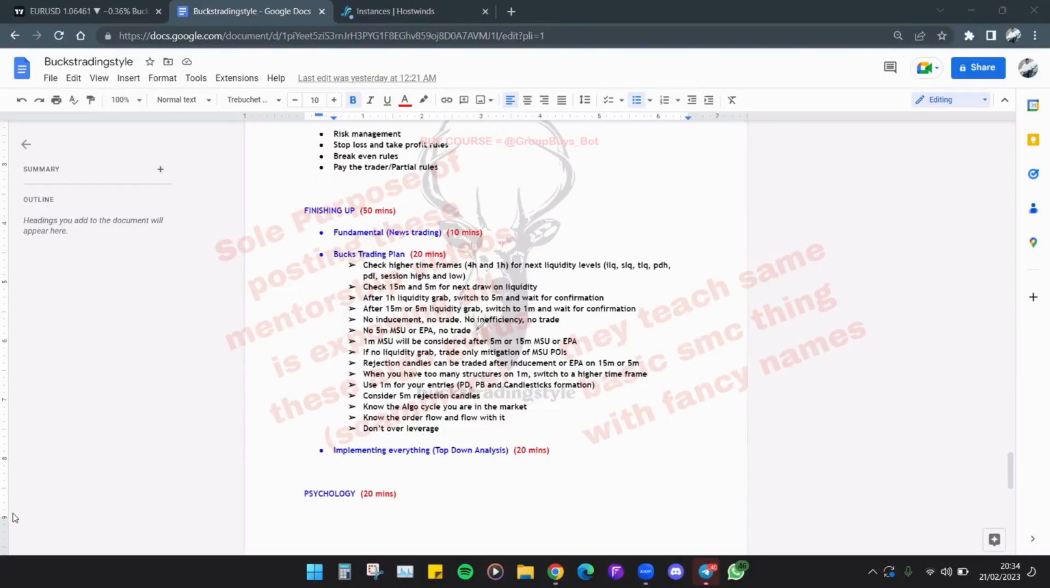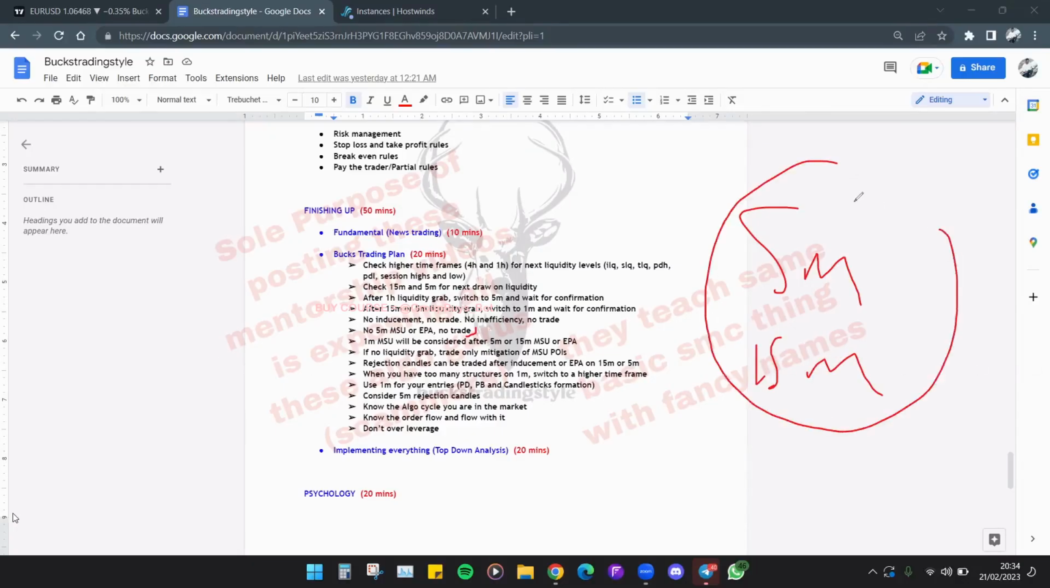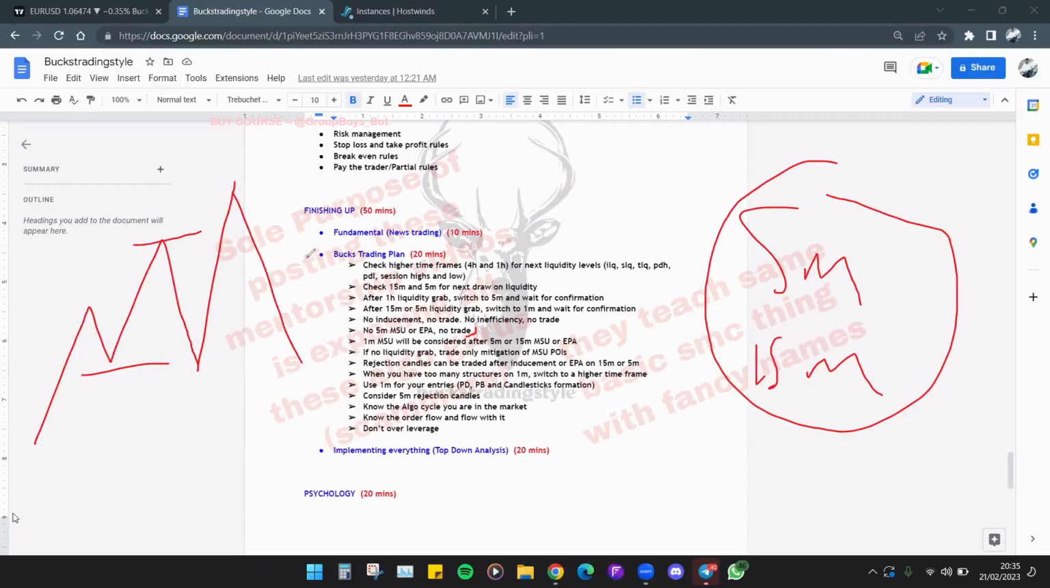Now, this rule right here, no 5 minute MSU or EPA, no trade. The 5 minute time frame and the 15-minute time frame are very powerful time frames. You could be trading just these two time frames and you will actually be doing well as a trader. On the 5 minute and the 15-minute time frame, you can just be waiting for a 5 minute MSU. You buy on the 5 minute MSU, you sell, and all of that. So you could be doing that.